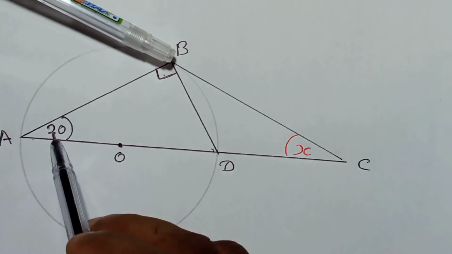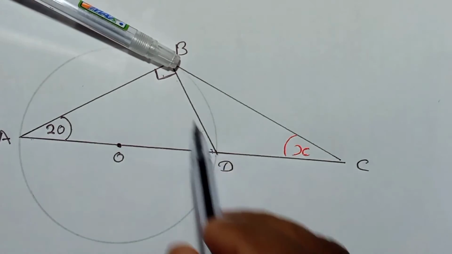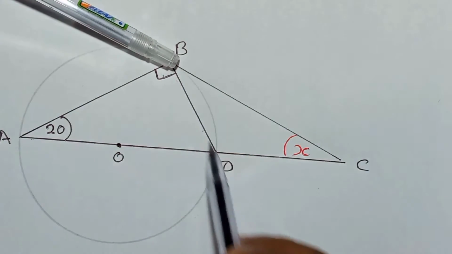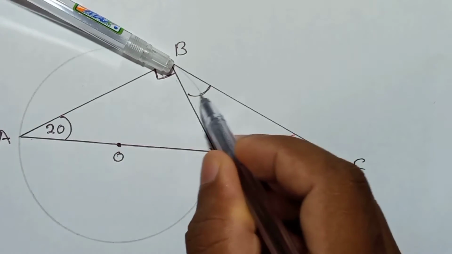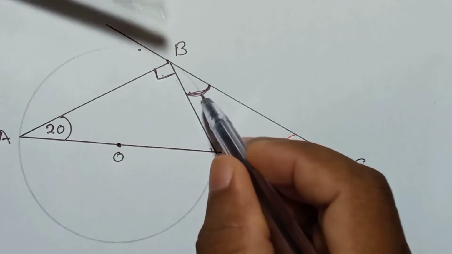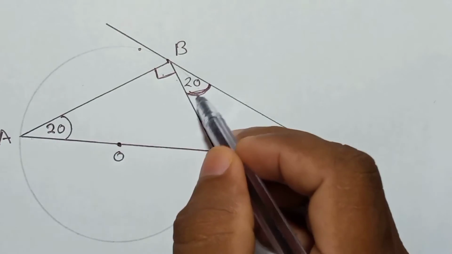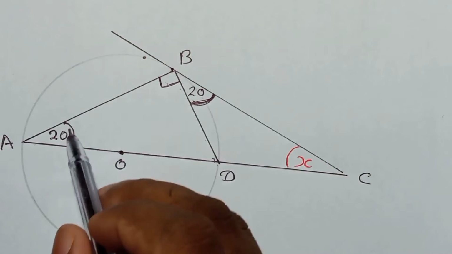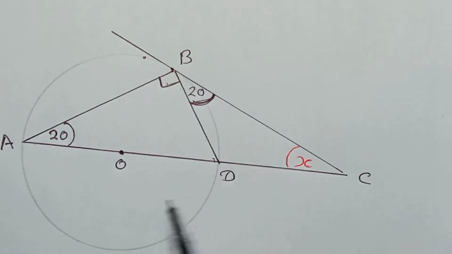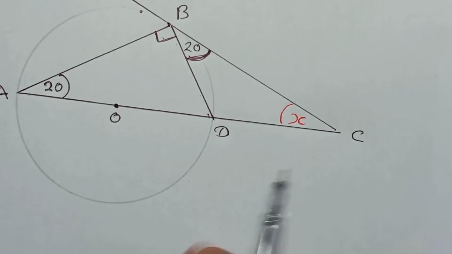That means this will be equal to the angle between the chord and the tangent, right? That means this one will be equal to 20 here, right? This will be 20. We can write 20 here. Then you need to find x now. You can write it this way.